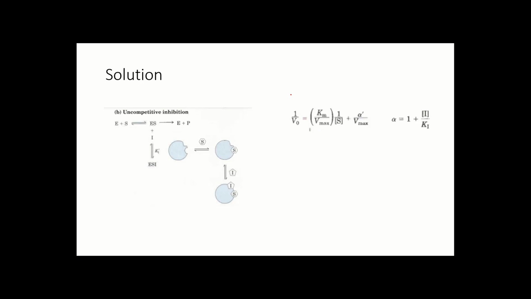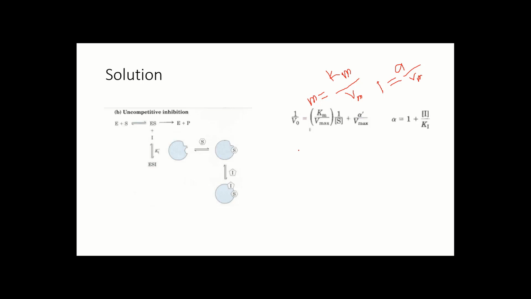So if we compare with y = mx + c, then m, the slope of this straight line, will be Km/Vmax, right? Because if you compare with y = mx + c, your slope m equals Km/Vmax, and the intercept will be alpha'/Vmax, right? So the intercept will be alpha'/Vmax. So this is in the presence of inhibitor, right?